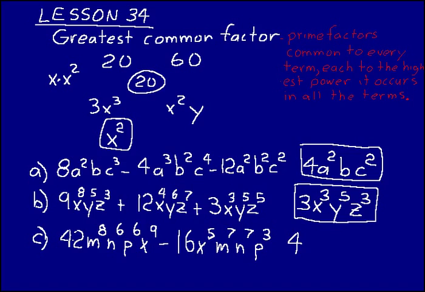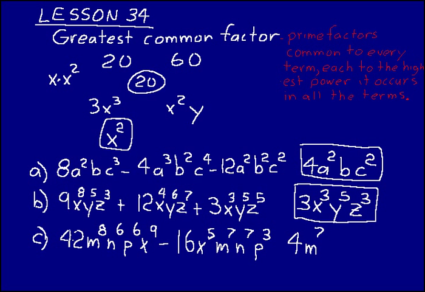Now let's look at the m's. We have an m on the left there, m to the 8th, and on the right, you kind of need to look for it. It's not the first one. It's the second variable there, m to the 7th. So they both have at least an m to the 7th. So that would be the greatest common factor.